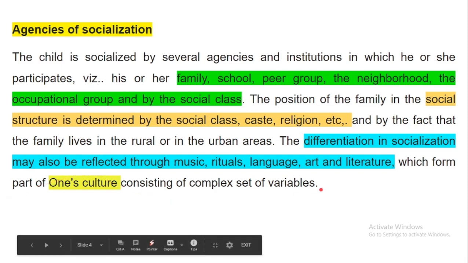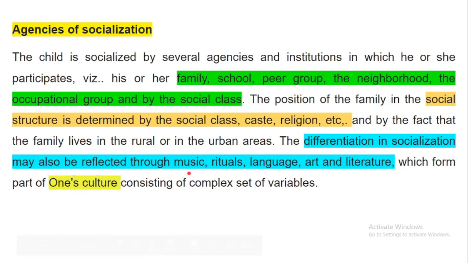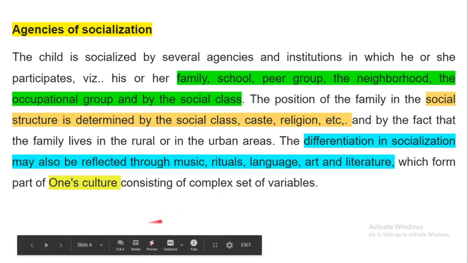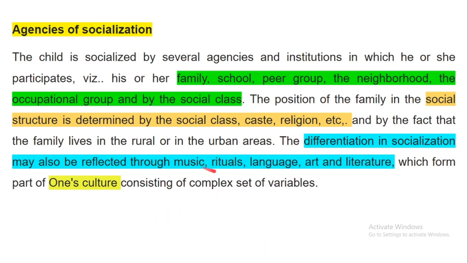The differentiations in socialization may also be reflected through the music, rituals, language, art and literature. Yes, the music also: the kind of music we listen to, rituals we perform, the language we talk and have learned, art and literature. Art and literature means the books that we read.